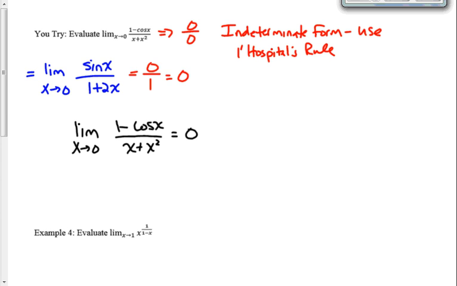On to example 4. This one is a different style because now we have a variable in our exponent. I know this is kind of difficult to read, but what this is saying is the limit as x approaches 1 of x raised to the 1 over 1 minus x. So this is what we have. And so what we need is to evaluate what this is.